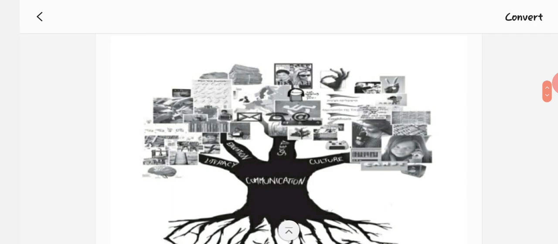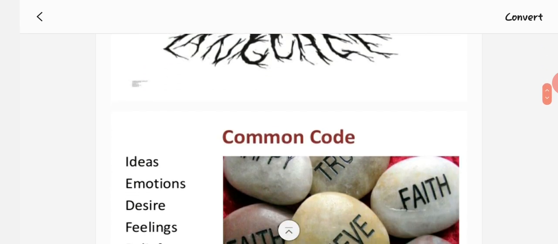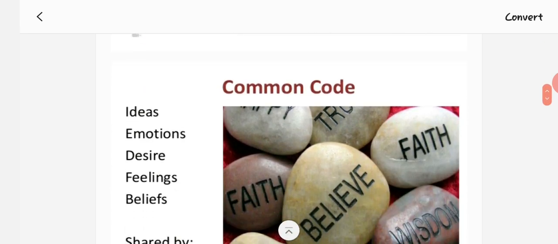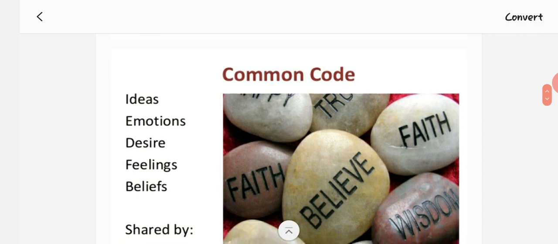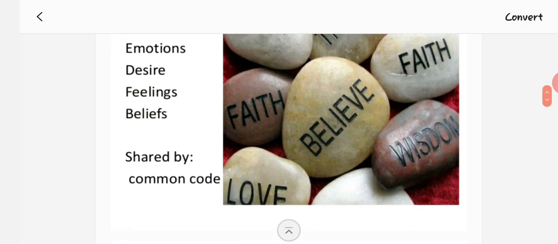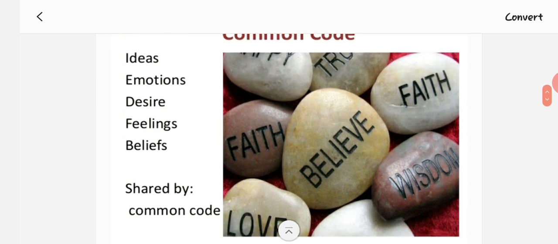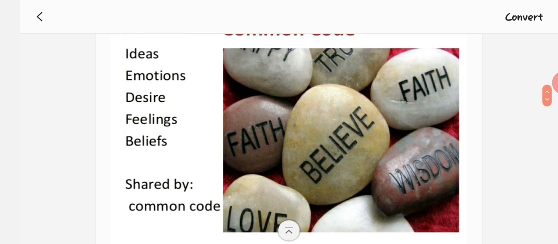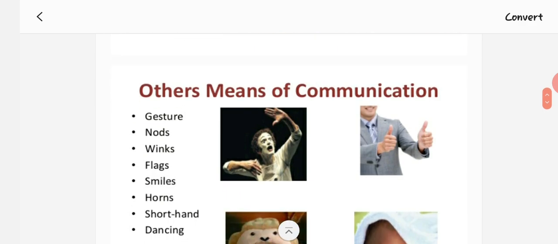If we are specific to one language, then we use our own native language while communicating. So, communication is basically done by the use of language. The second specific of this language is it is a common code. It gives birth to the ideas, emotions, desires, feelings, beliefs, and it is always shared by the common code. So all these things are shared by the language, and a language is a form of common code.